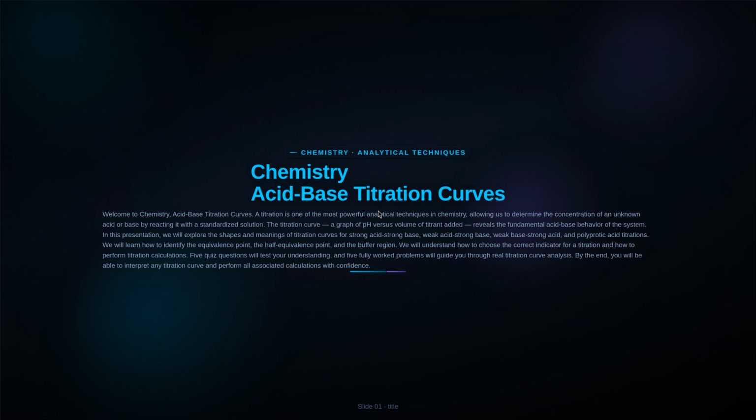In this presentation, we will explore titration curves for strong acid, strong base, weak acid, strong base, and polyprotic acid titrations. We will learn about the equivalence point, half equivalence point, and buffer region. By the end, you will be able to interpret any titration curve with confidence.